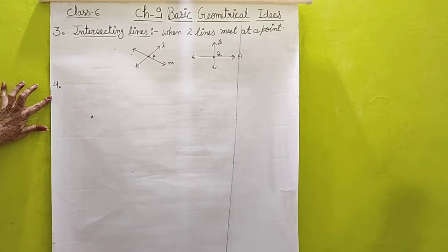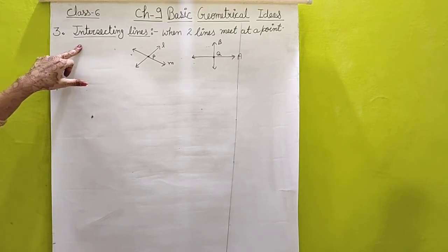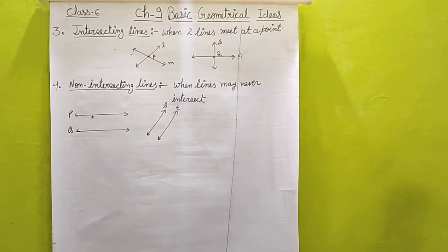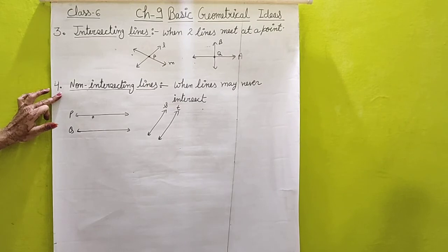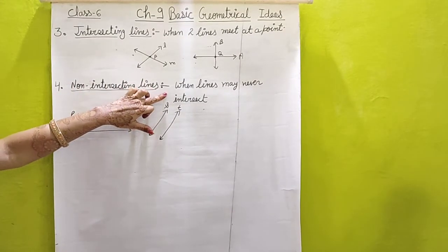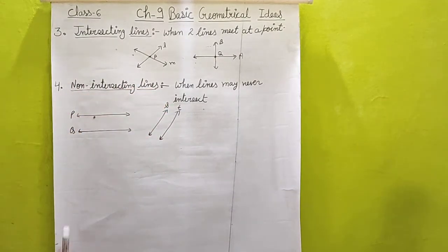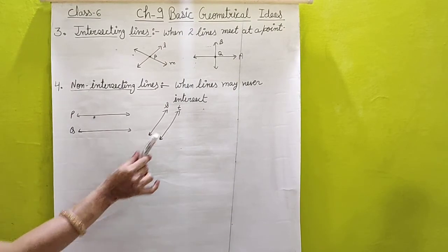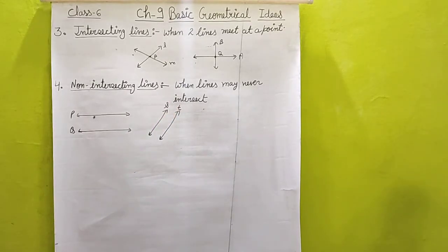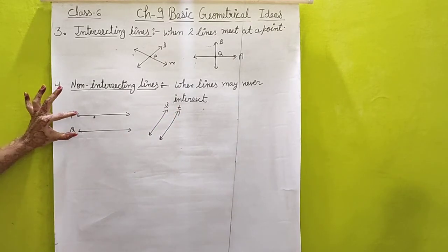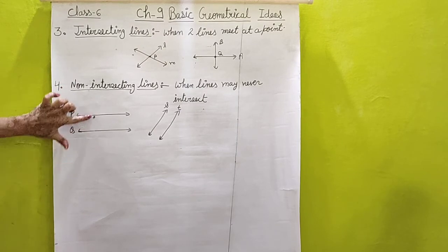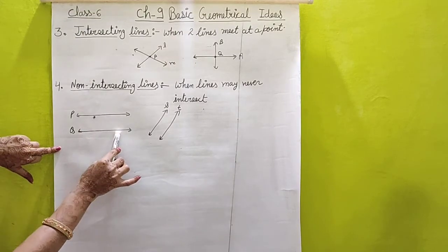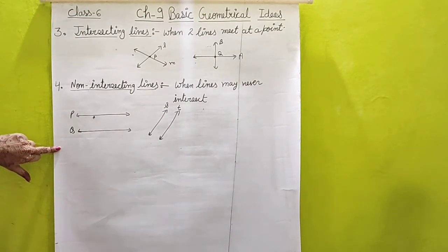Now the fourth one, students, non-intersecting lines. Non-intersecting lines, students, are lines that may never intersect. Even if we produce them in any direction, they will never meet. They will never intersect. These are known as parallel lines, and the distance between parallel lines remains the same. Here you can see this difference remains the same. Here also the difference remains the same.